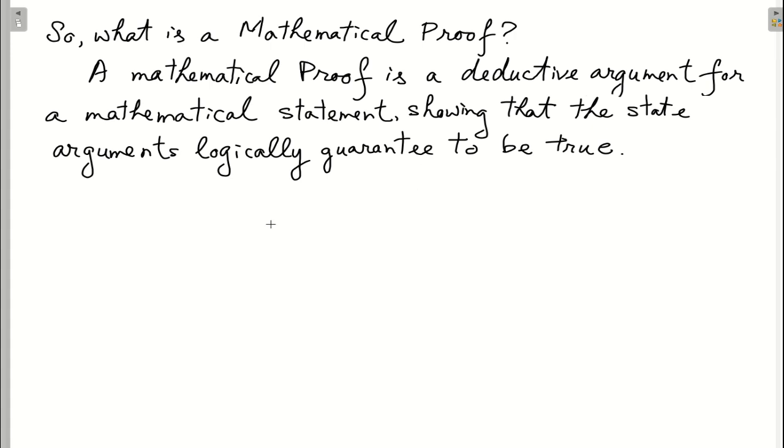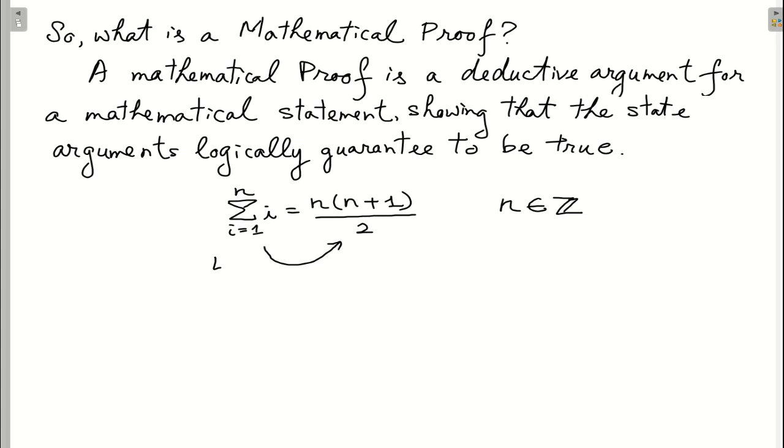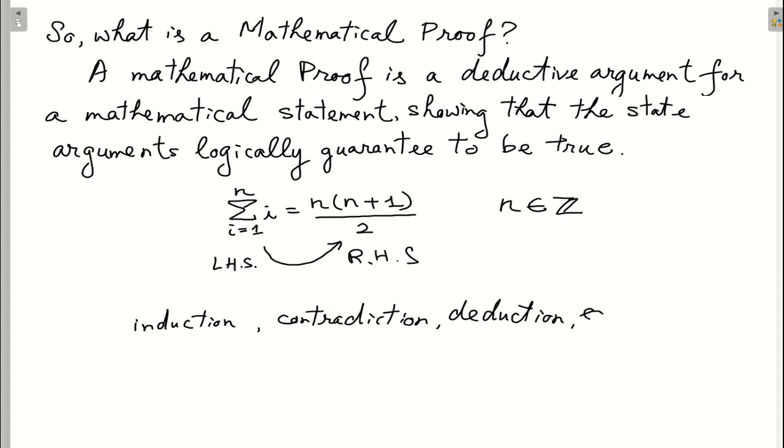For example, we want to prove that the summation of i equals 1 to n of i is equal to n multiplied by n plus 1 over 2 for any value of n belonging to the real numbers. If we want to prove that the left-hand side is equal to the right-hand side, we can use different methods to prove this. One of the methods is proof by induction, and the others are contradiction, deduction, and exhaustion.